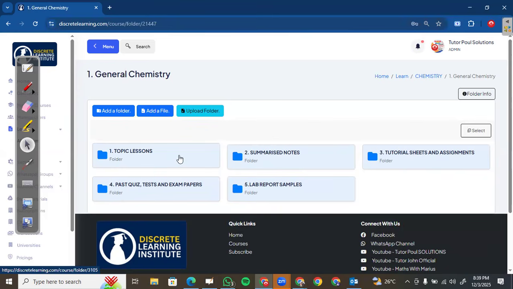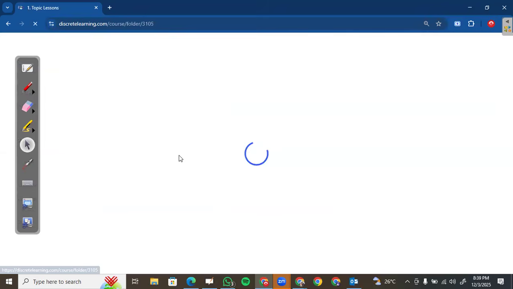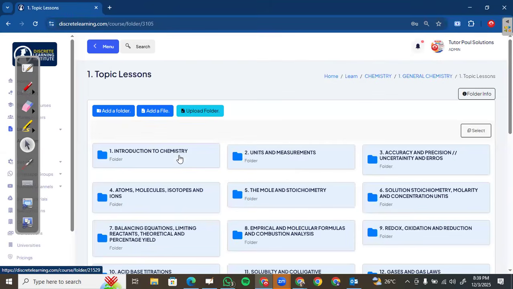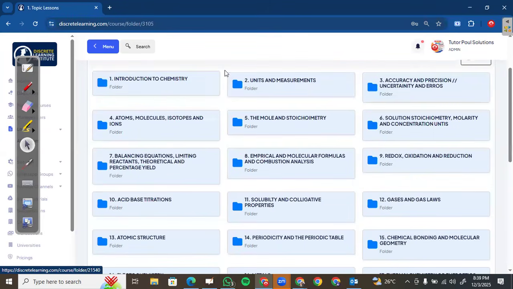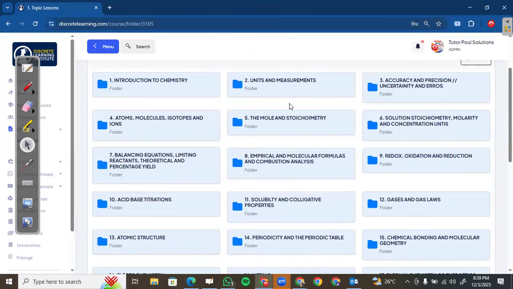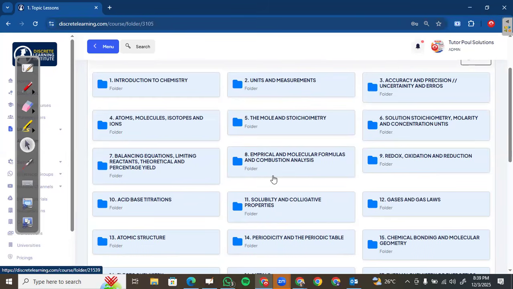So, for example, if I go to topic lessons, you see here that there are a lot of topics in chemistry. For all these topics, we have videos explaining what to do in that topic. And then we also have some notes inside that same topic. For example, here, I was teaching combustion analysis and empirical formulas. We already have videos for that.